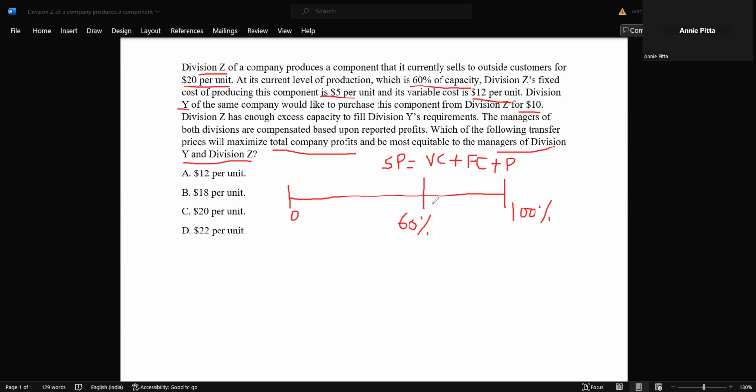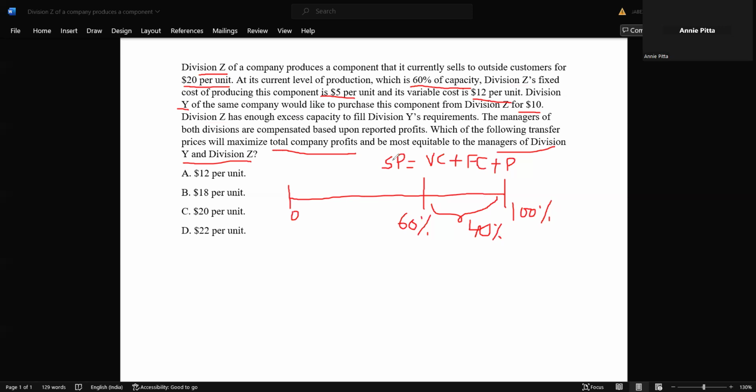Then the second part of it is they have unutilized capacity of 40%. So this capacity is sufficient for division Z to produce and supply the component to division Y. So that's the point. Division Z has enough excess capacity to fill division Y's requirements. So that's one important point. This unutilized capacity of 40% can take care of the requirements of division Y. I hope the question is clear.